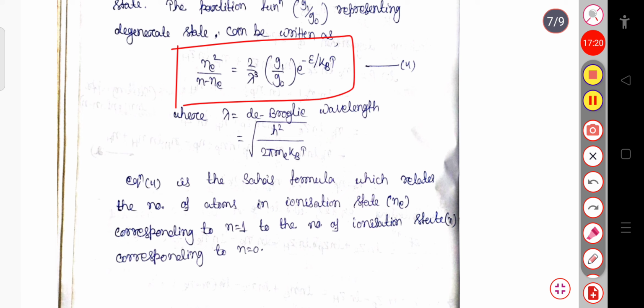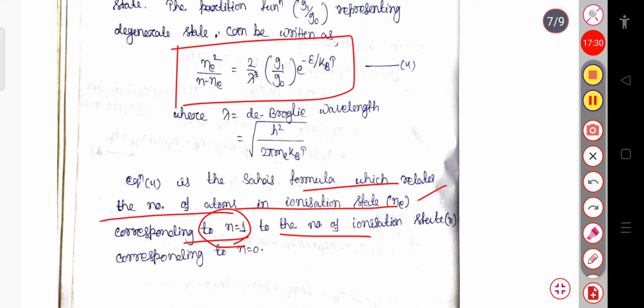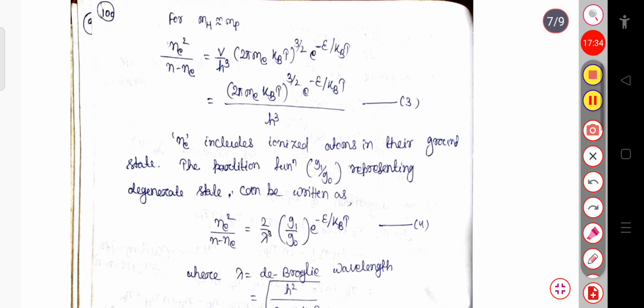This relates the number of atoms in the ionized state, Ne, corresponding to n equal to 1, to the number of atoms in the neutral state, that is n equal to 0. This is all about the Saha ionization formula.